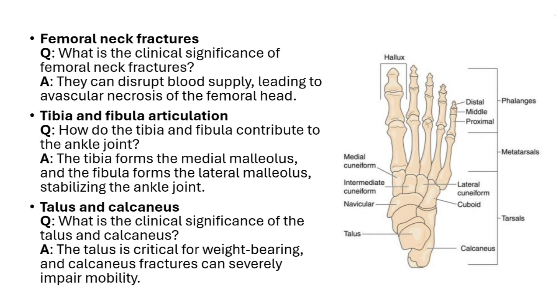So what are the tibial and fibular contributions to the ankle joint? The tibia forms the medial malleolus and the fibula forms the lateral malleolus, and together they stabilize the ankle joint. What is the clinical significance of the talus and calcaneus? The talus is critical for weight bearing and calcaneus fractures can severely impair mobility.